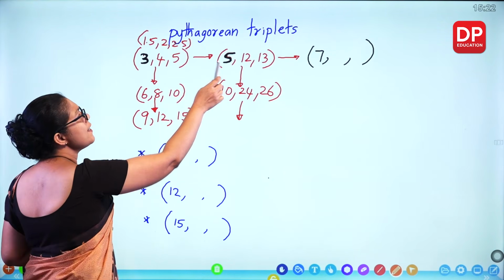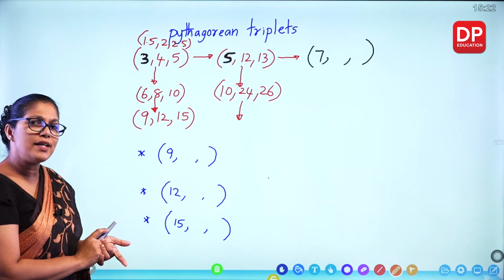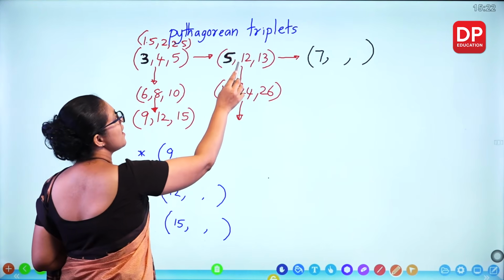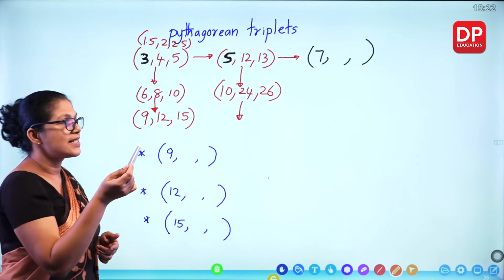Look at the same thing here. 5 squared, 25. Subtract 1, 24. Divide by 2, you get 12. When you add 1, you get 12 and 13.